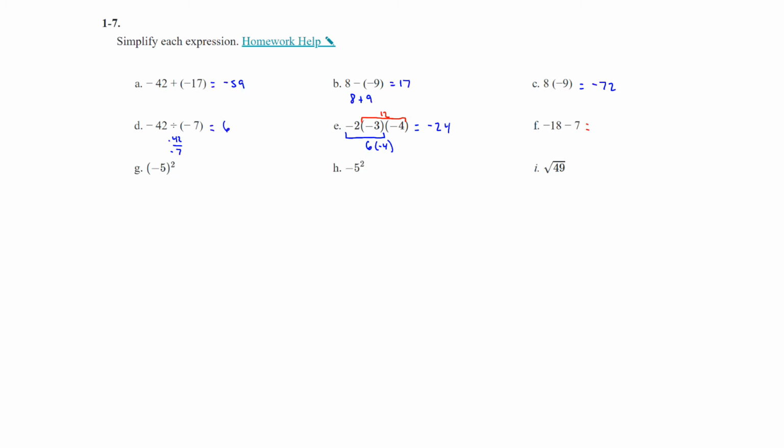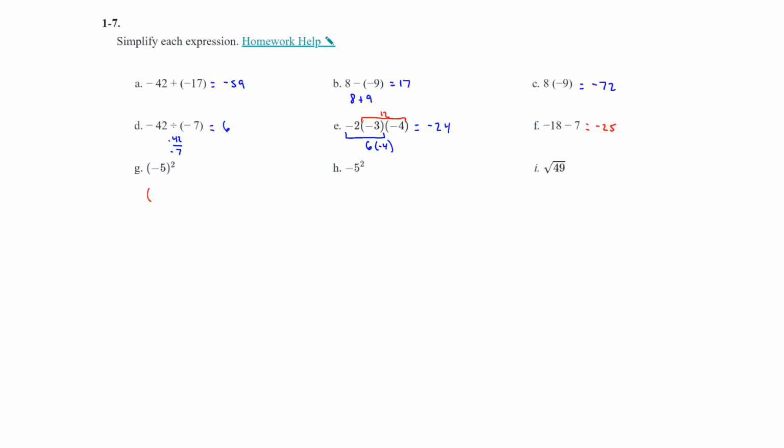On F, we have negative 18 minus 7. They have the same sign, so they're both negative, similar to A, just written differently. So you just add the numbers up to get 25, and it will be negative 25 because you're going in the same negative direction. On G and H, I want to really look at these.